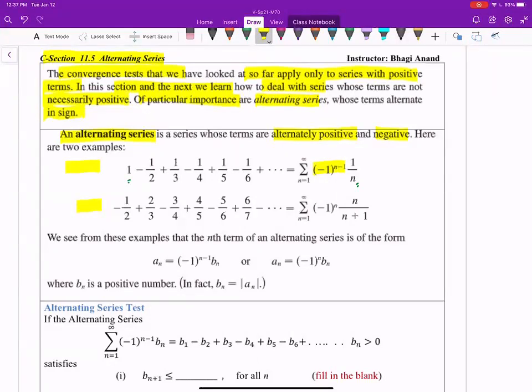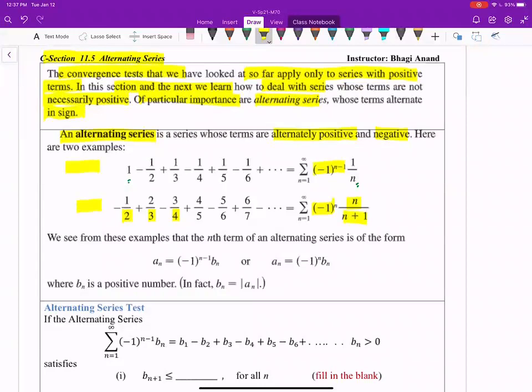So it starts negatively, that takes care of this negative 1 to the power n. And then if you look at the numerators, it's 1, 2, 3, 4, 5, 6. So the first term has a numerator 1, the second term has a numerator 2, the third term has a numerator 3. So the nth term will have the numerator n, and the denominator is always 1 more than the numerator. So the denominator here is n plus 1.